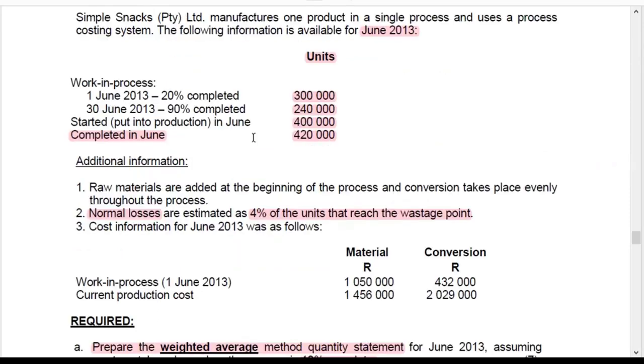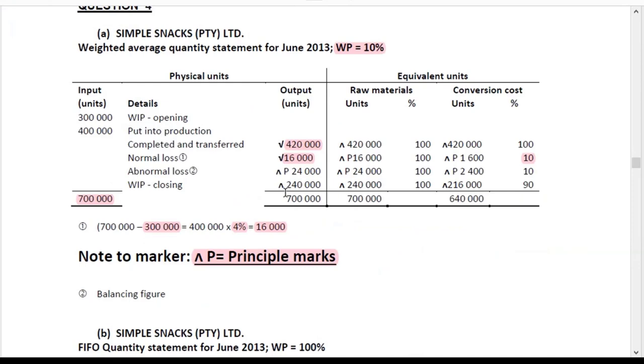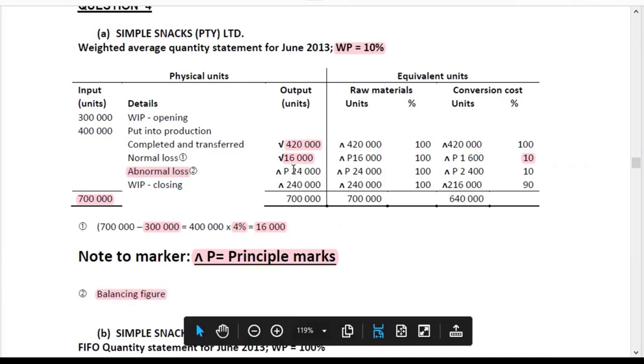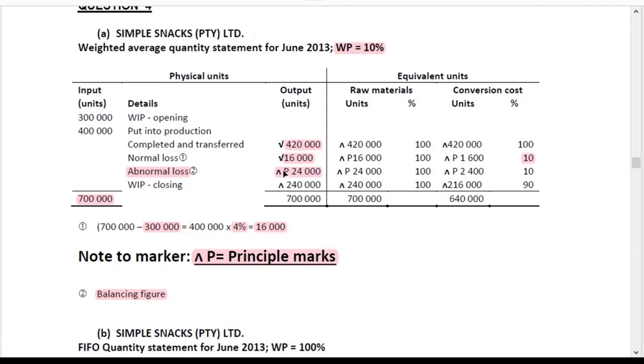Okay. Our closing unit was 240. That one, you put it as it is, 240. And the balancing figure will be your abnormal loss. The balance figure is your abnormal loss. You get a principal mark for noting that you have a balancing figure and it is your abnormal loss. And in this instance, we assume that it happened also at 10% at each point.